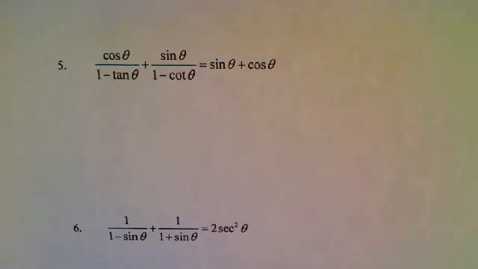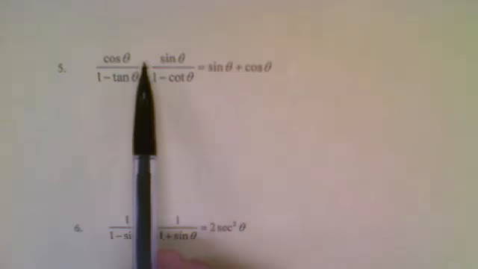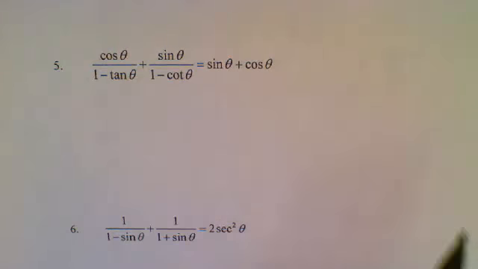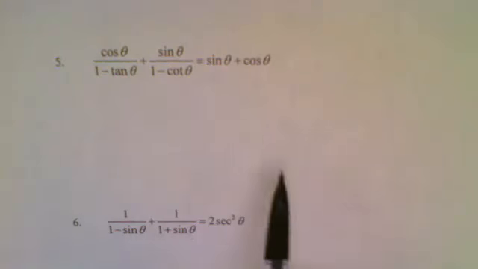Okay, number 5 says cosine over 1 minus tangent, plus sine over 1 minus cotangent. So when I look at that, I definitely think start with the left side.